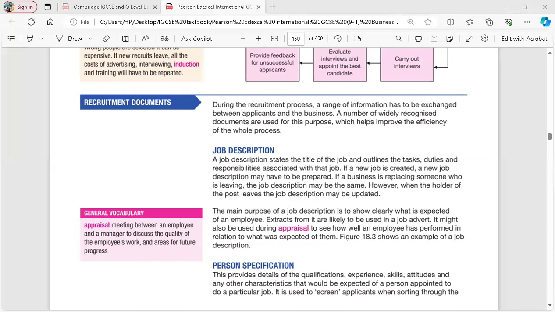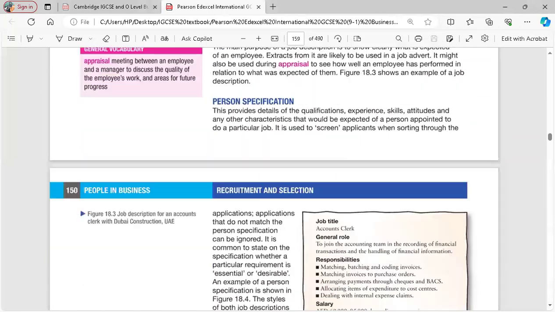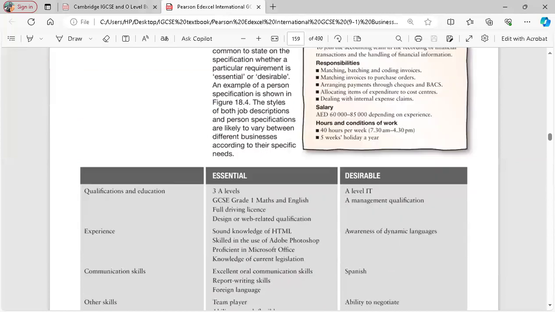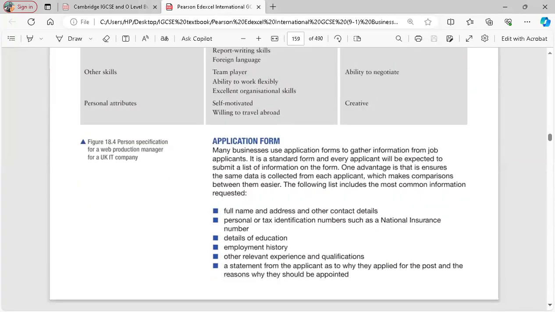I've explained job description and person specification. I've explained all these ones before. So now we just go down to application form.